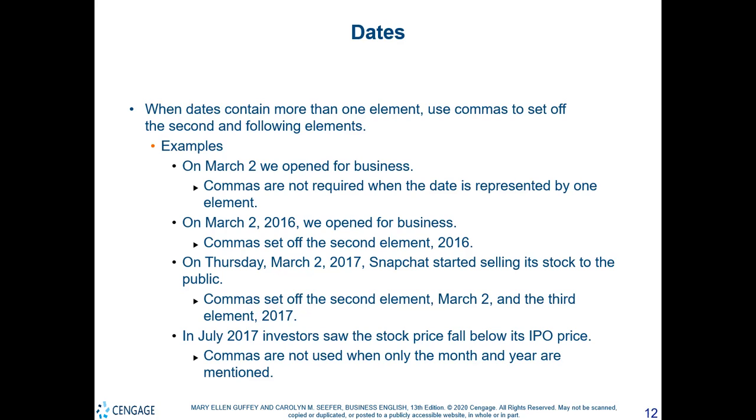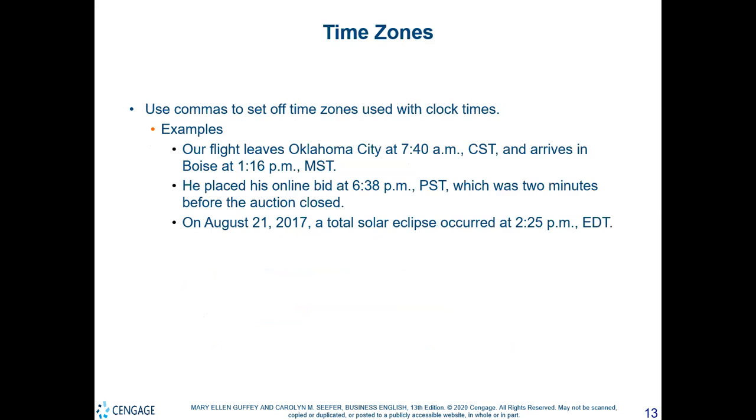On Thursday, March 2nd, 2017, Snapchat started selling its stock to the public. Commas set off the second element, March 2nd, and the third element, 2017. In July 2017 investors saw the stock price fall below the IPO price. Commas are not used when only the month and the year are mentioned.